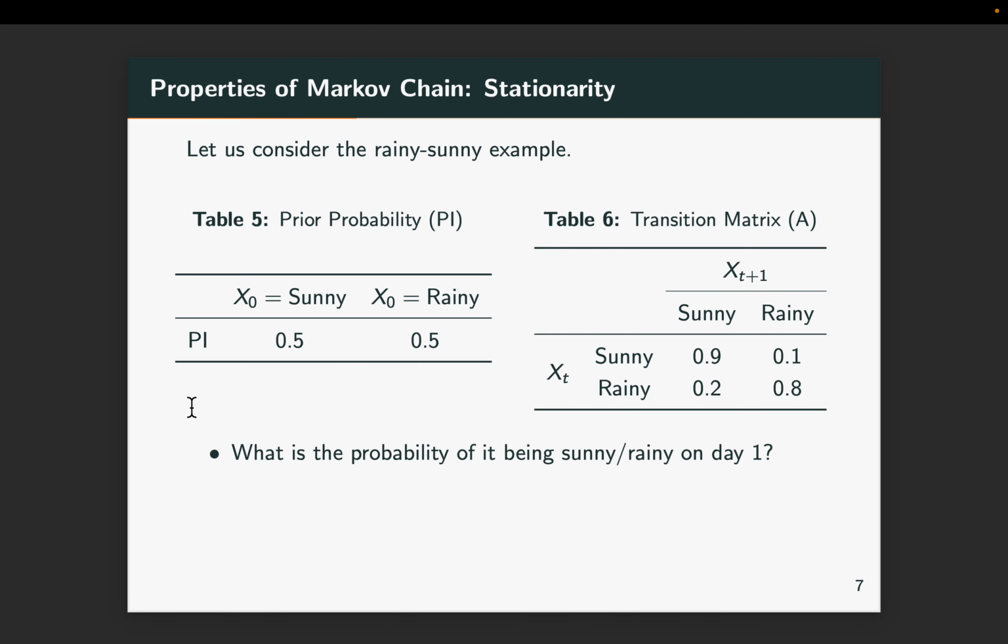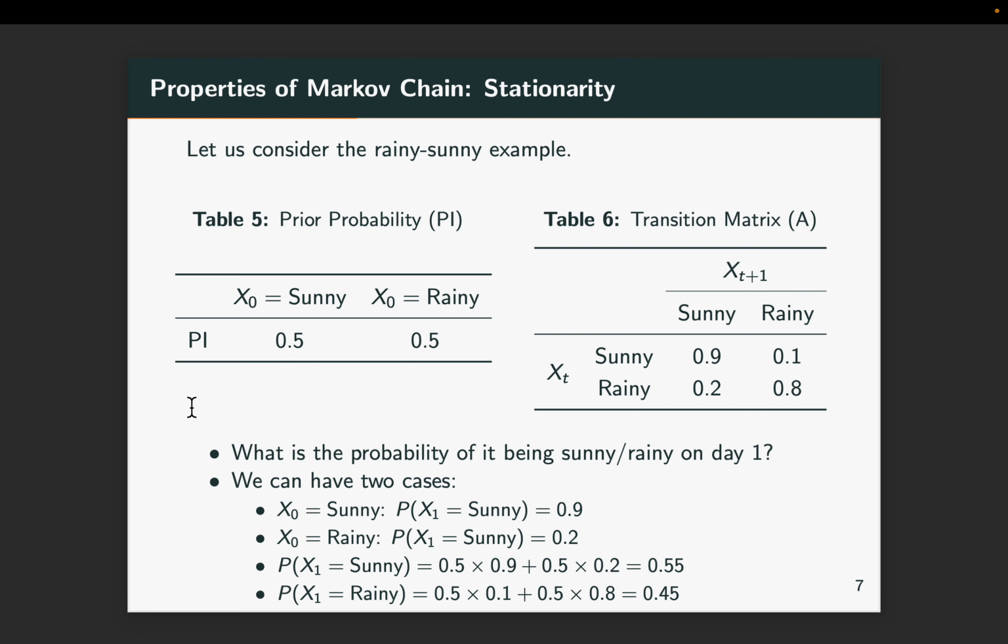Okay, Kush, do you want to tell how you got this number? If the first day is sunny, then the probability of the next day to be sunny is 0.5 into 0.9. And if the first day is raining, then the probability of the second day being sunny is 0.5 into 0.2. And as we add both of them, we get 0.55. Okay, good.